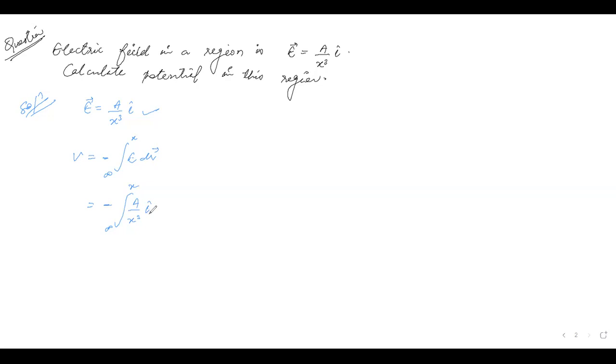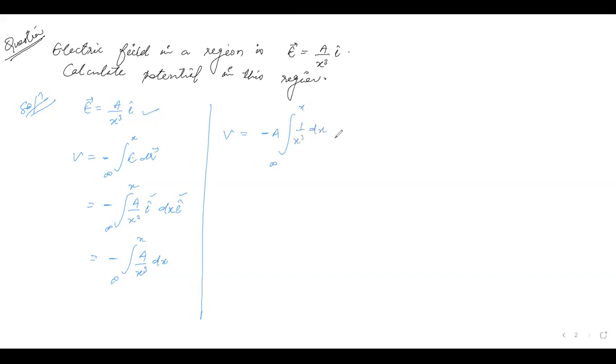And now if electric field is along i cap, I mean in the terms of unit vector, then your position vector also can be taken in terms of unit vector, and we can take here dx i cap. Minus of integration from infinity to x, we can take A over x cubed dx, and i cap after multiplication becomes 1. Then your V is equal to minus of A, taken outside, infinity to x, 1 over x cubed dx.